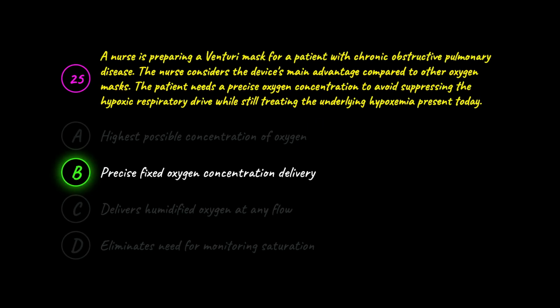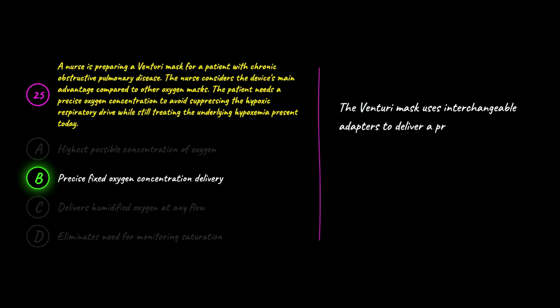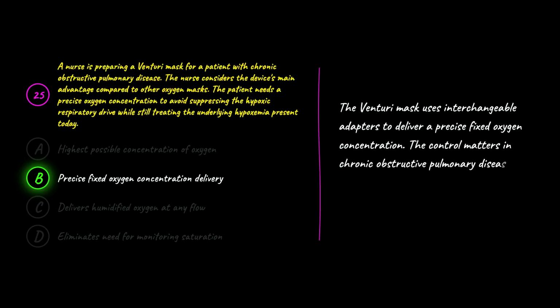The correct answer is B. Precise fixed oxygen concentration delivery. B is correct because the Venturi mask uses interchangeable adapters to deliver a precise fixed oxygen concentration. The control matters in chronic obstructive pulmonary disease, where excessive oxygen can blunt the hypoxic drive and worsen carbon dioxide retention.